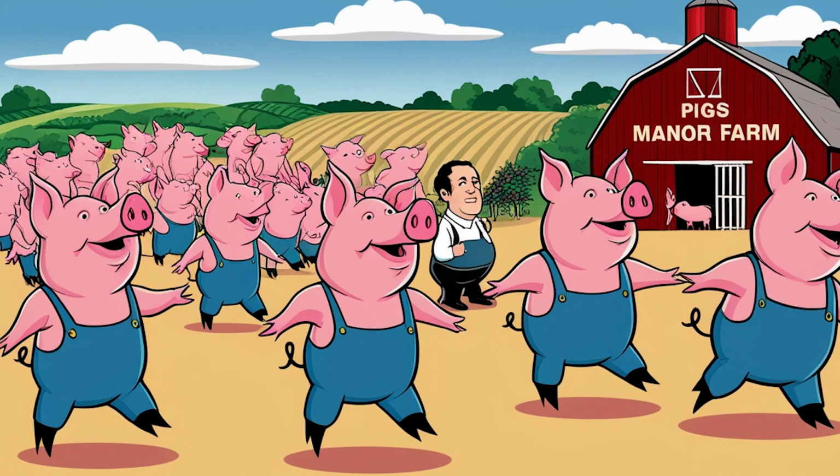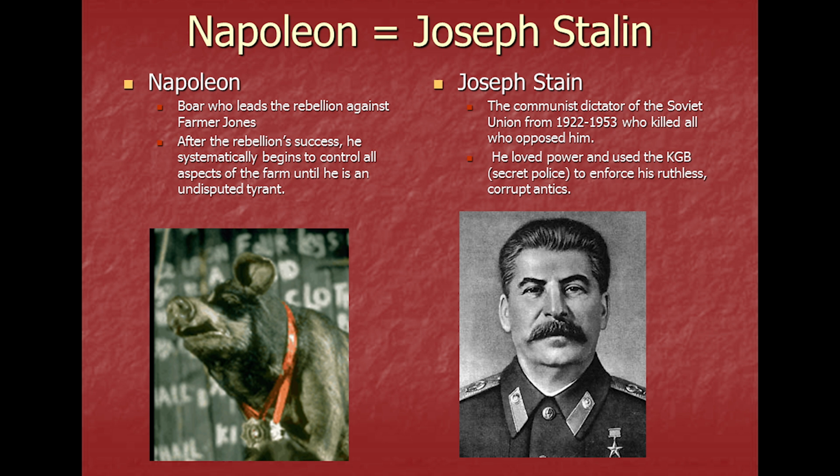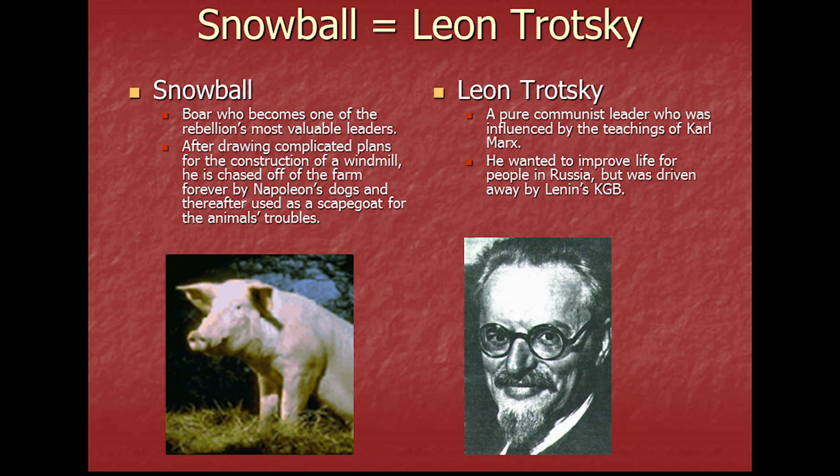The transformation of the pigs into human-like figures suggests that revolutions often end up replicating the very systems they sought to overthrow. Characters. Napoleon represents Joseph Stalin. He is cunning, manipulative, and ruthless in his pursuit of power. Snowball represents Leon Trotsky. He is intelligent and passionate but ultimately ousted by Napoleon.